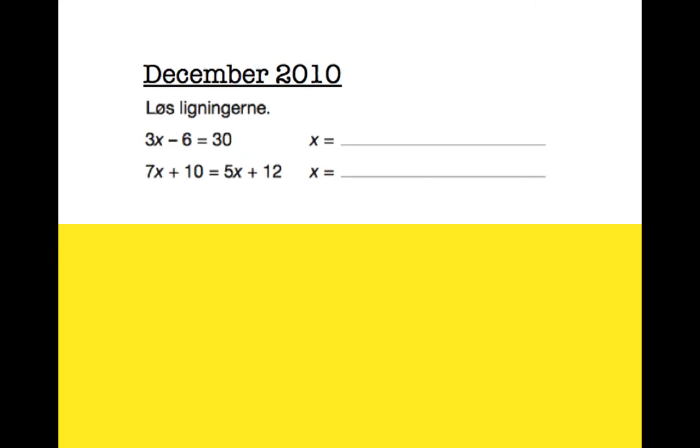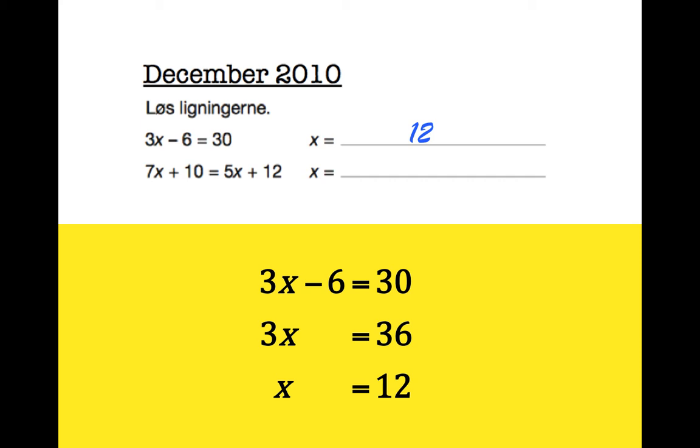The next block is from December 2010. Solve the equations, and the first one is 3x minus 6 equals 30. Now we'd like the 3x bit to be on its own, so we want to get rid of minus 6. To get rid of minus 6, we add 6 to both sides, and when we do that, the minus 6 disappears, and on the right hand side we get 36 from adding 6 to 30. So 3x equals 36, but we don't want to know what 3x's are, we want to know what 1x is on its own, so we divide everything by 3 to get x equals 12.